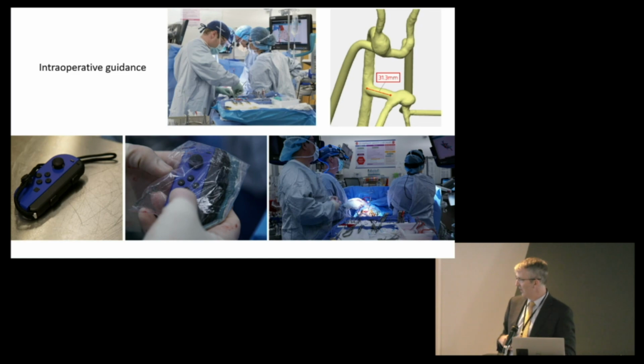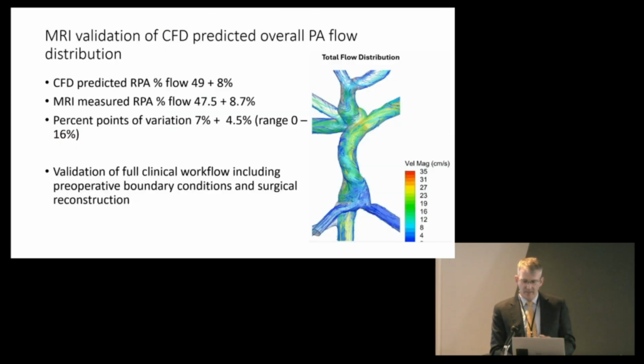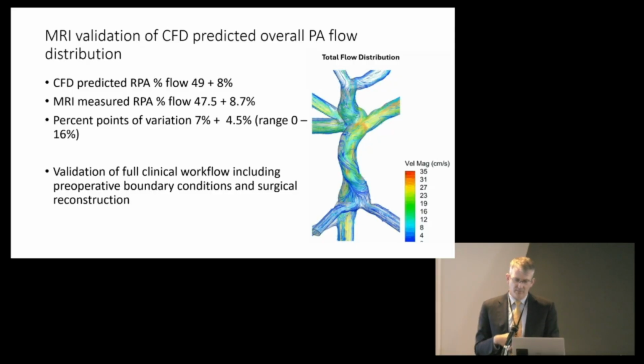and we use it to really guide the surgery and allow us as surgeons to do the operation exactly as we had planned. We've been doing this computational fluid dynamics now for 7 or 8 years, and we recently presented earlier this year the MRI validation of the CFD predicted flows. The most direct measurement we can do from MRI is the overall flow balance, so the predicted flow to the right lung and the left lung.